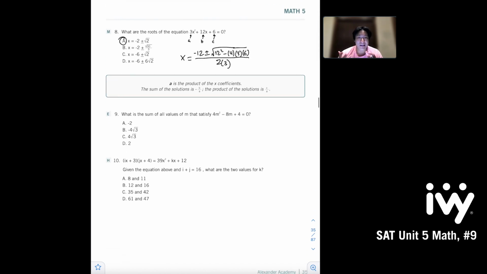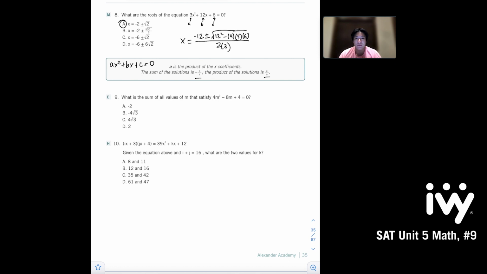Okay, a is the product of the x coefficients, and the sum of the solutions is negative b over a, and the product of the solutions is c over a. This is something that you can also work out for yourself if you would like, based on any sort of equation, and just seeing how the roots play out once you FOIL the equation out. But again, remember, we have ax squared plus bx plus c is equal to 0. The sum of your solutions to x for this equation is negative b over a, and the product of your solutions is going to be c over a.